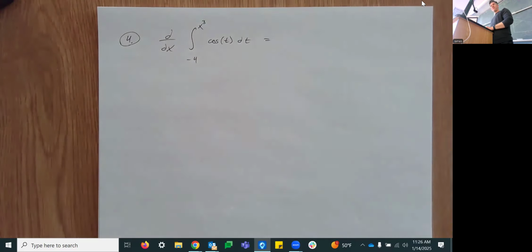What's the antiderivative of cosine? Sine, positive sine. Whereas the antiderivative of sine is negative cosine. What's nice about sine and cosine is their antiderivatives have the opposite sign from their derivatives. The derivative of sine is cosine, the antiderivative of cosine is sine. The derivative of cosine is negative sine, the antiderivative of sine is negative cosine. That's one way I remember it.